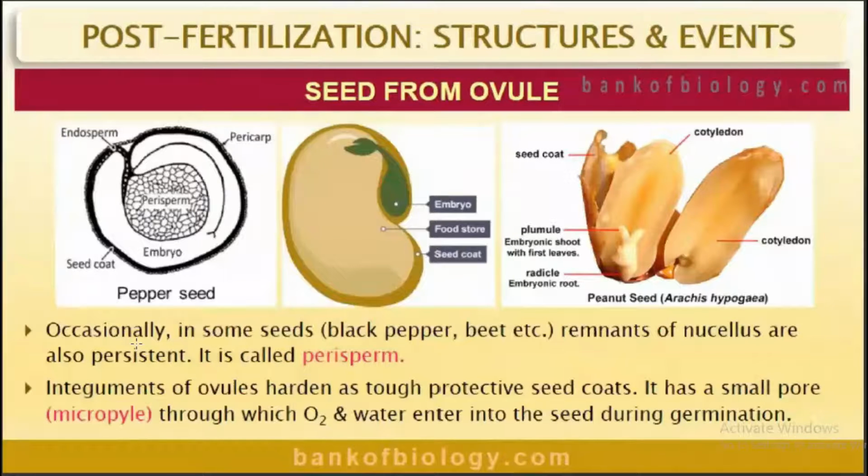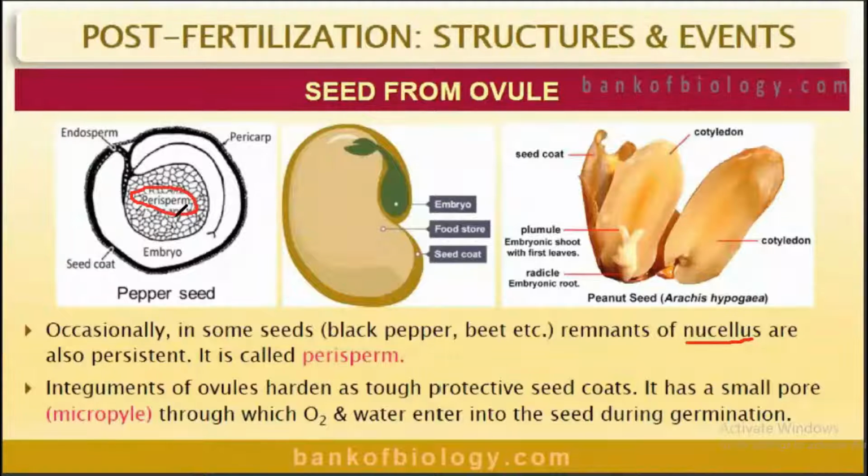In some seeds, like black pepper, wheat, etc., remnants of nucellus are present. That is known as perisperm. You can see the perisperm in this pepper seed. This part is known as the perisperm. Actually, that is the persistent nucellus. What is nucellus? You studied that while studying the structure of ovule. So please recollect it and try to understand.